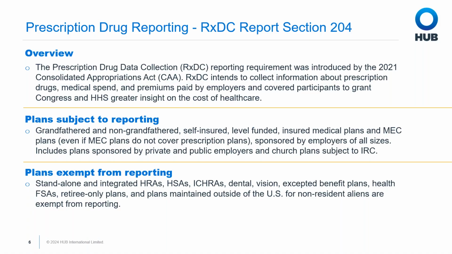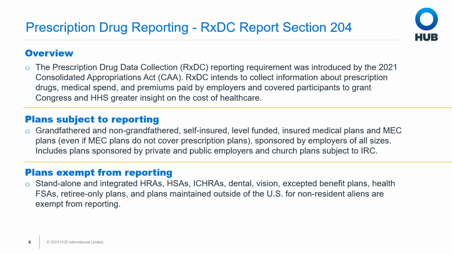Let's start with a quick overview of the prescription drug reporting. The RxDC reports, as they're commonly known, were introduced by the Consolidated Appropriations Act, or CAA. It is referred to as the Prescription Drug Data Collection, which reports information regarding group health plans. It includes medical spend, premiums paid for by the employees and members, as well as employers, and it is intended to provide insight to Congress and HHS regarding the cost of healthcare coverage. Its focus is not, as its name states, prescription drug data only.